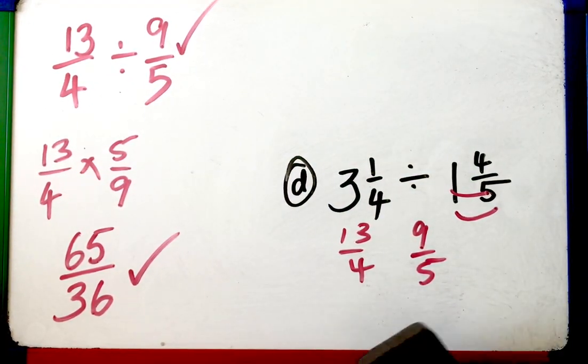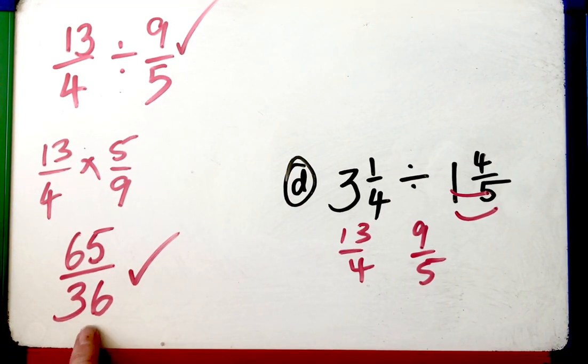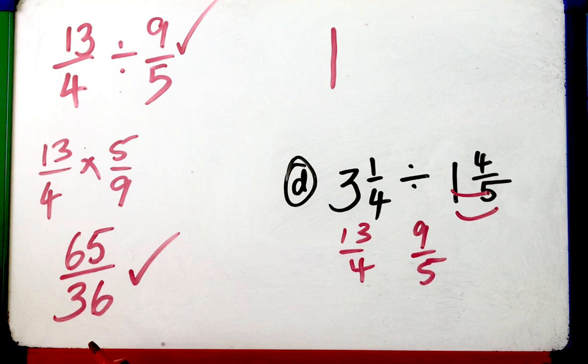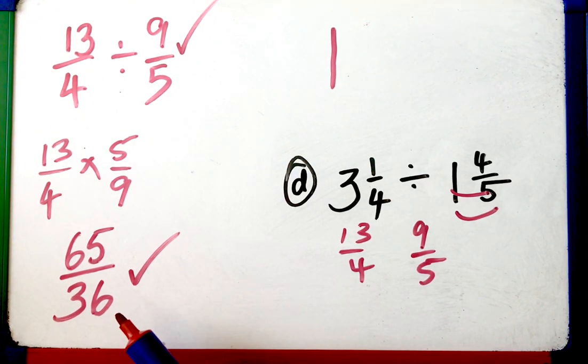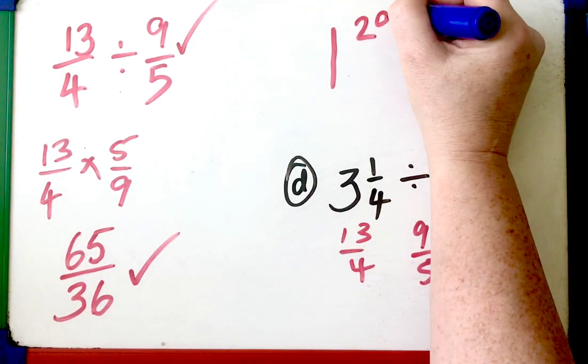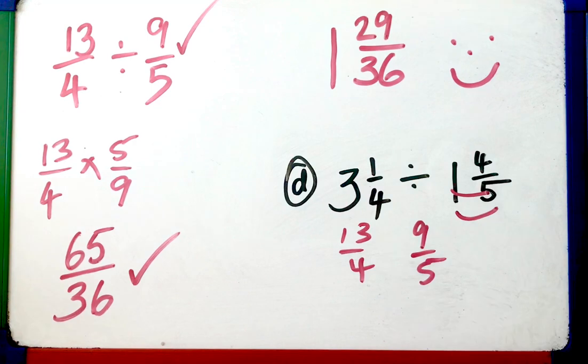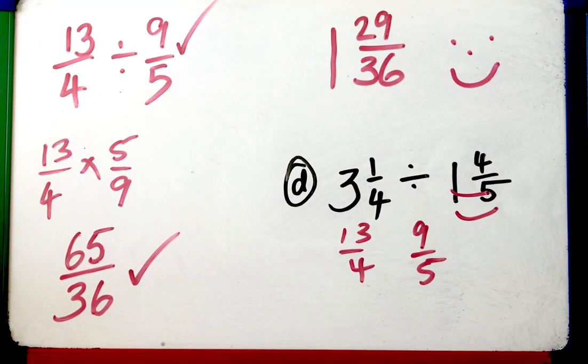But let's have a look at what's going on here. 65 divided by 36. Okay, well, 2 of those is 72, so it doesn't go in 2 whole times, it only goes in 1 whole time, once. But what's left over? It's going to be 29. 29 over 36. I really hope that helped, and bye-bye.